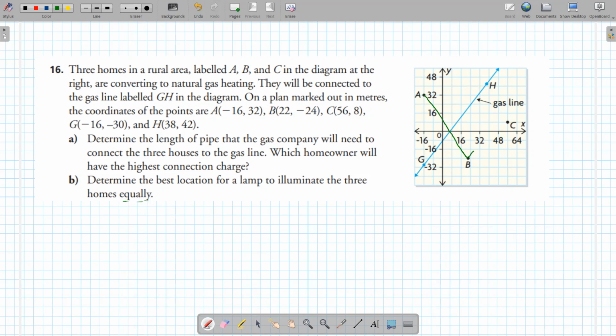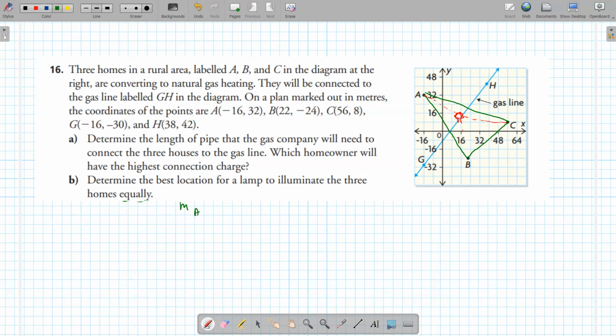So let's draw our triangle. It's going to look like this. We're looking for a point here for the lamp. Equally means what? It's equidistant from all 3 points. So what is that thing called? Something that's equidistant. That is the circumcenter, exactly. That's where the perpendicular bisectors connect. You just need 2 of them here.